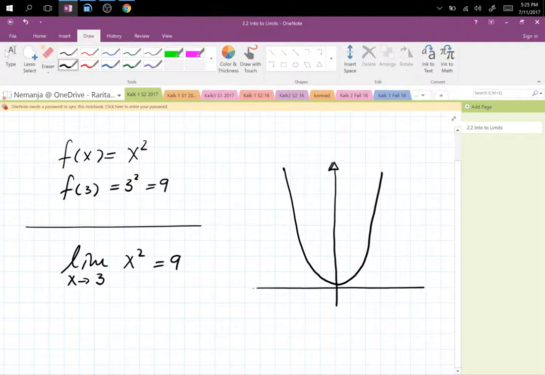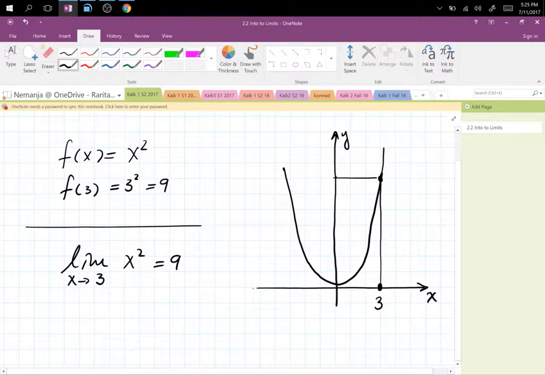So here I have our good old x squared graph. And let's say the number 3 is right there. So now, what does it mean to approach 3? Well, that means walk towards 3. So I'm going to put one more line here so I can easily determine the y value. And please look at the screen. You can write this later.